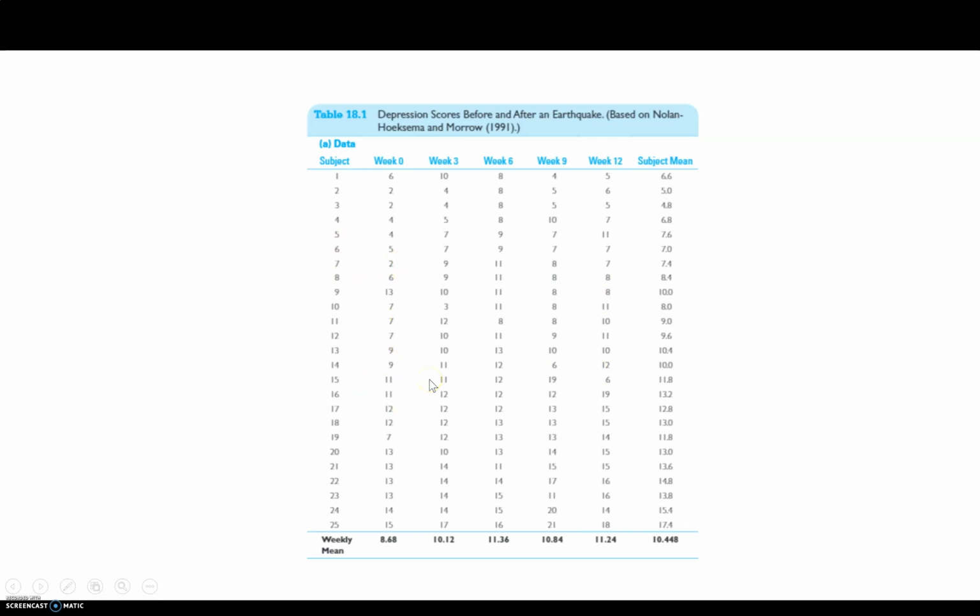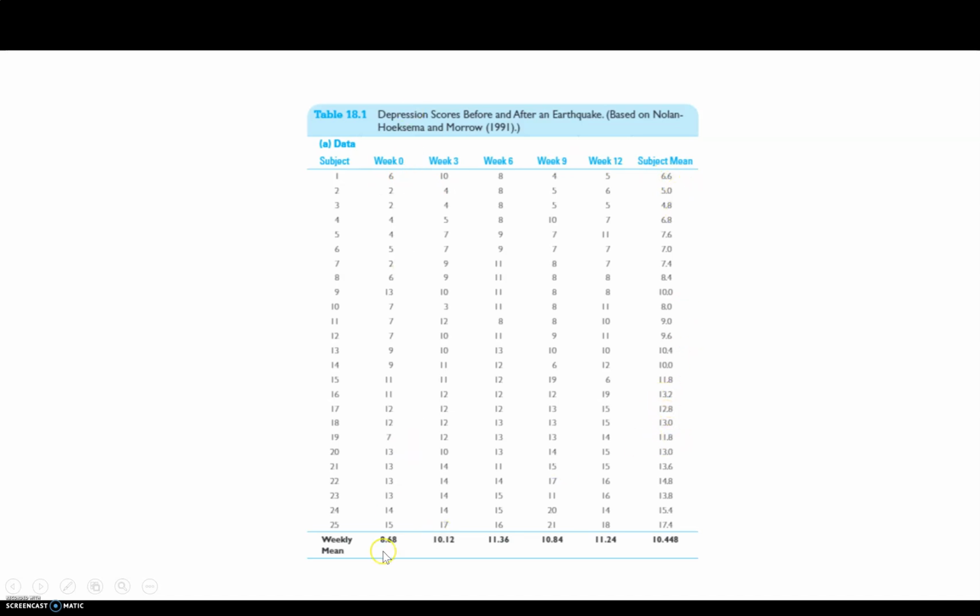Okay, so these are dependent samples; they're not independent; they're related, and so we'll want to use the repeated measures ANOVA. Now, these are just some means for each subject. Depression score for subject 1 over the course of all these weeks is 6.6. Now for number 19, it's 11.8.